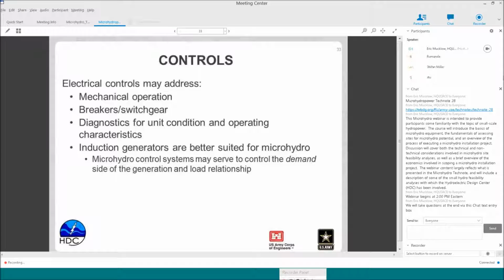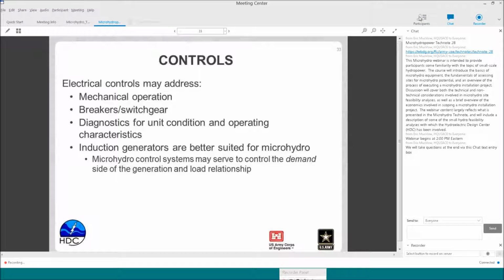The cost of controls may be largely reflective of the unit output, but also subject to variation from a site's unique conditions, such as fluctuating flow rate or variability in the situations where the generator can be connected to the load. The bullet at the bottom of the slide addresses the demand side of the generation and load relationship.